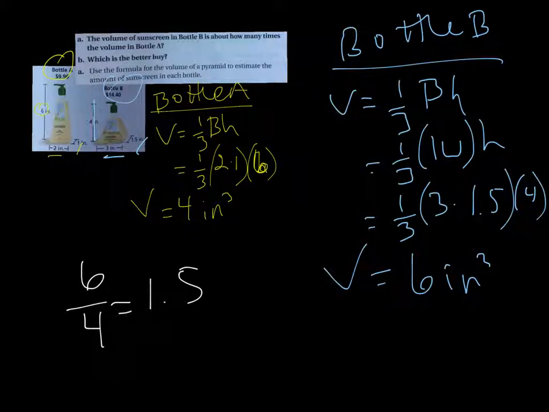If you were answering this on a test, I don't have the space, nor is it easy to write with my finger on this. So I'm just leaving it and telling you it's 1.5, but on a test you would need to write, the volume of sunscreen in bottle B is about 1.5 times the volume in bottle A, and give me a complete answer. So now let's answer part B.